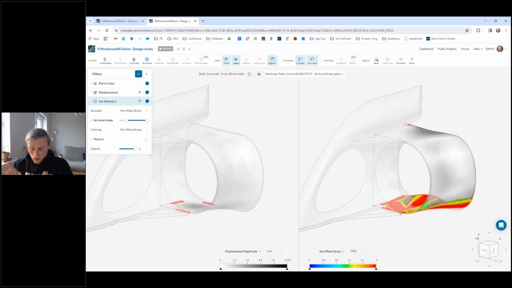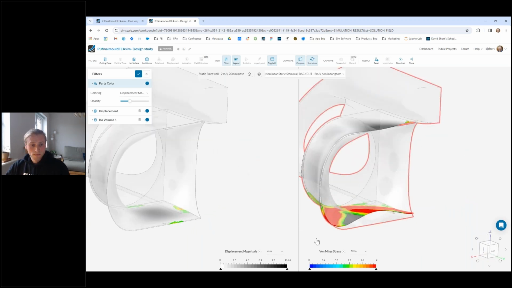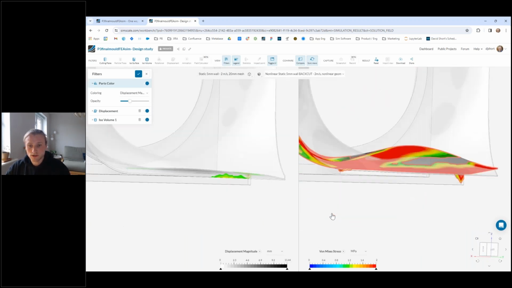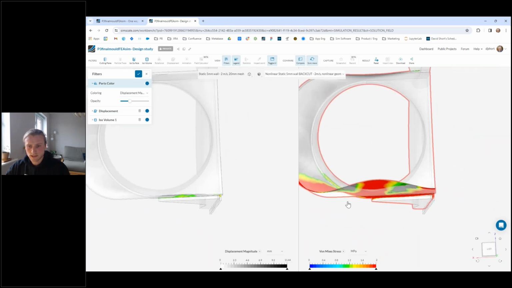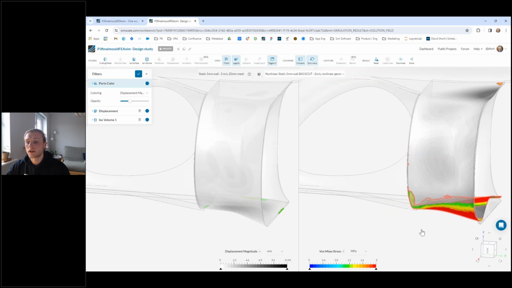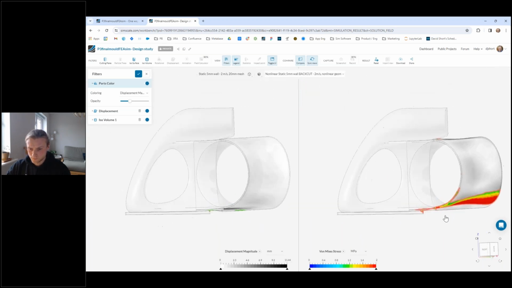So SimScale isn't a basic FEA tool, right? We've got non-linear capabilities, we've got dynamic capabilities, vibration, and you can do all that with the same workflows. So then you have the ability here to check the with cut versus without cut deformations and peak stress regions. Okay, so this is the non-linear shape, the accurate resolution of the large deformations.